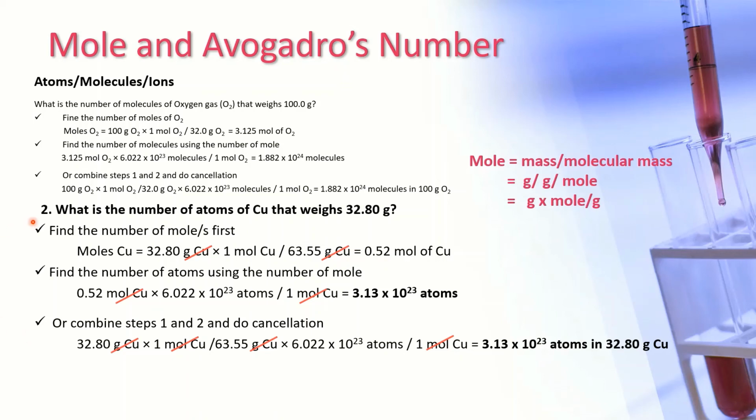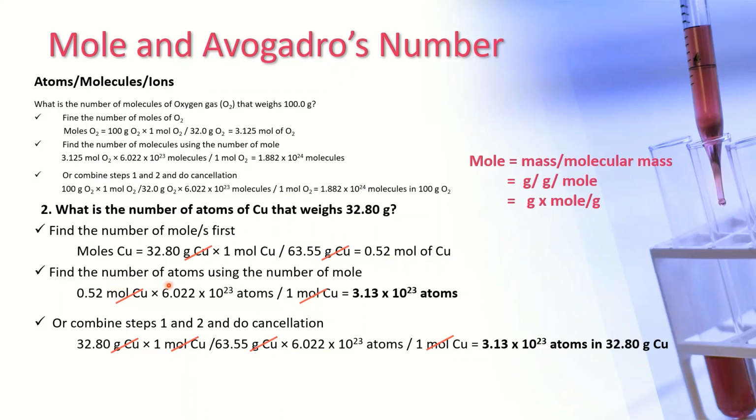Exercise 2. What is the number of atoms of copper that weighs 32.80 grams? Again, first find the number of moles. Moles copper is equal to 32.80 grams copper times 1 mole copper over 63.55 grams copper. Cancel grams, you're left with moles, so it is equal to 0.52 moles of copper.